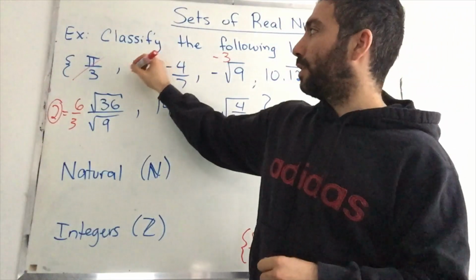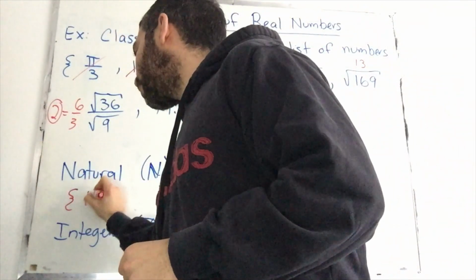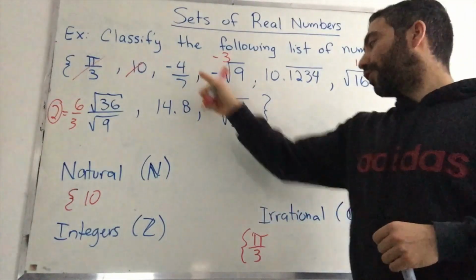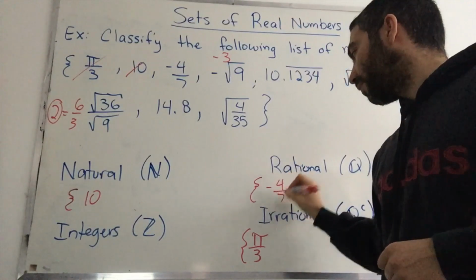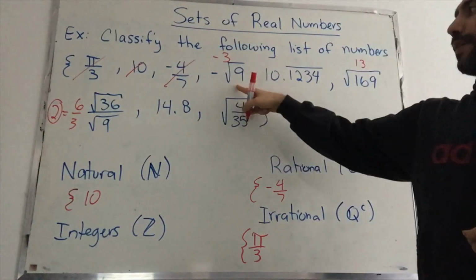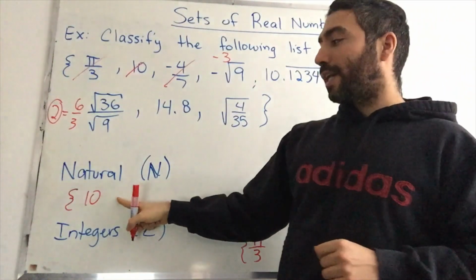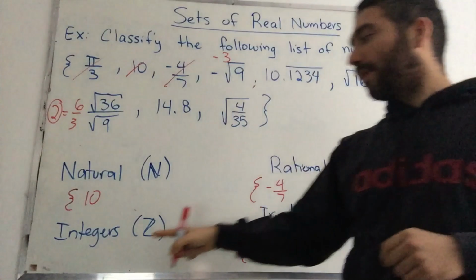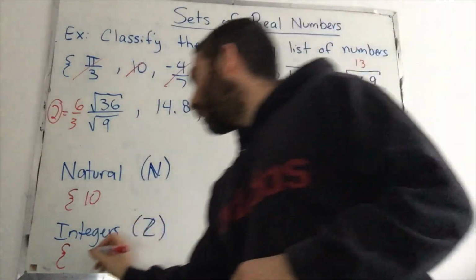Next we have 10. This is easy to classify. 10 is positive and it's a whole number, so it's natural. Negative 4 over 7, we have a fraction. That's rational. That's done. Negative square root of 9 was really just negative 3. So if you're thinking it's natural, be careful. Natural is only positive numbers, positive whole numbers. Since it's negative, that falls under the integers. So instead of writing negative 3, I'm going to write negative square root of 9.